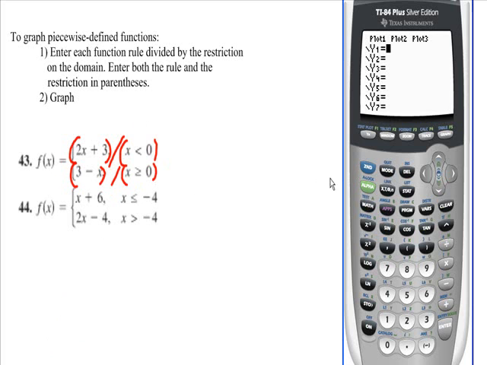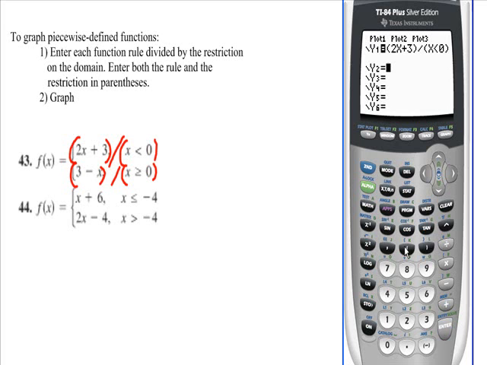So let me show you how you can do that on the calculator. So in y1, I want to enter in parentheses 2x plus 3. And then divided by, in parentheses, my variable x. Now I need to enter as less than 0. So I'm going to say second math to get that test menu. Less than is 5, 0.